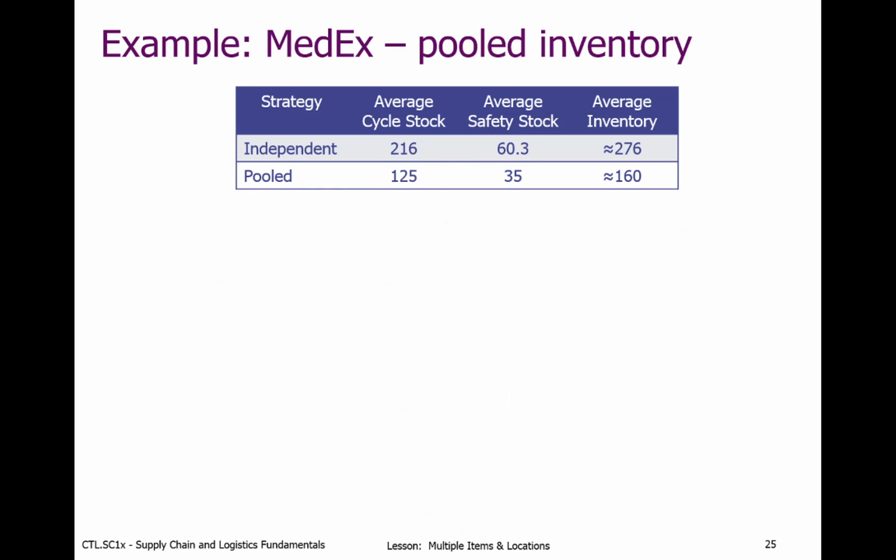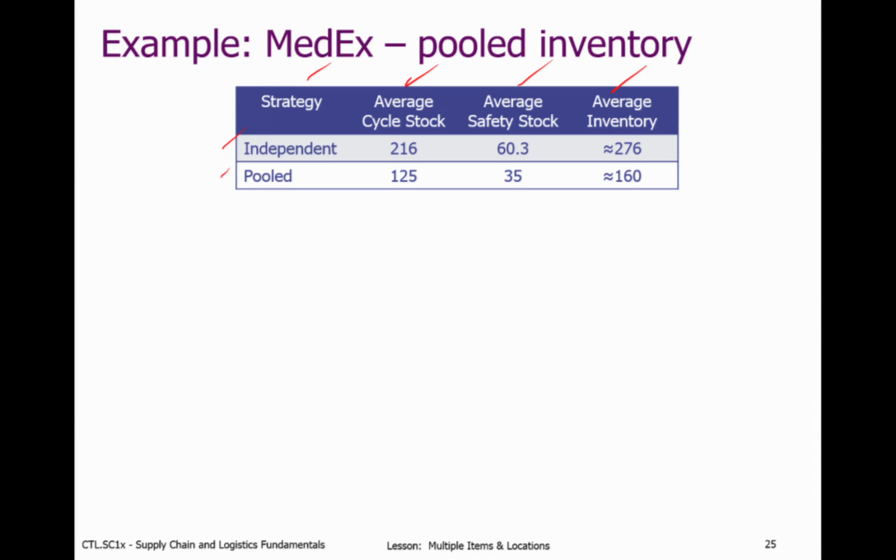So let's compare these two strategies. Here's my simple table, and I've got 4 columns. The strategy, whether it's independent, each ward is doing it separately, or it's pooled and they're doing it collectively. My average cycle stock in units, my average safety stock again in units, and the average total inventory, just the sum of them. Now I could have just multiplied each of these by C sub E, the cost of having excess or having inventory on hand, and it'll give me dollar amounts, but it's just a straight multiplication.